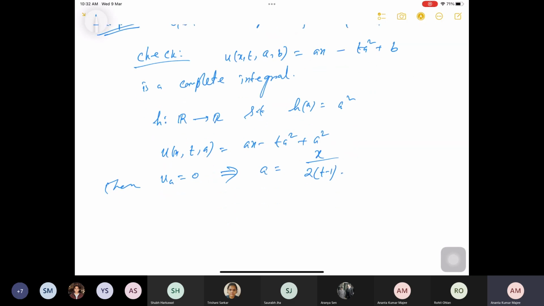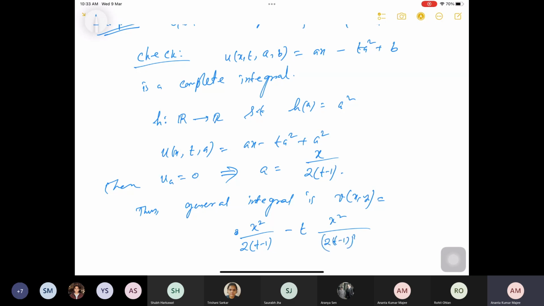So what is the general integral? Thus the general integral, if I denote it as v of x and t, you put the value of a here. You just check it. This is a, meaning x by 2 times (t minus 1), x square minus t into a square. So x square by 2 into (t minus 1) whole square, and then plus a square.